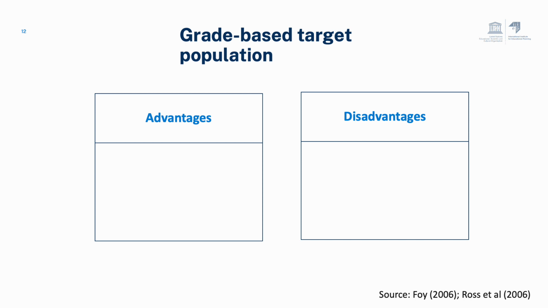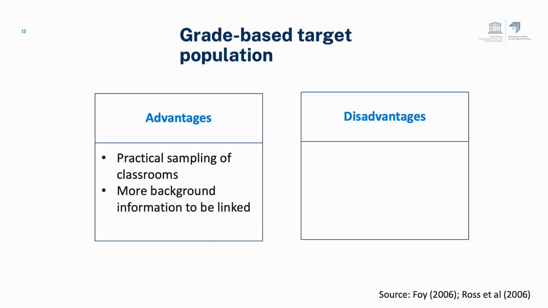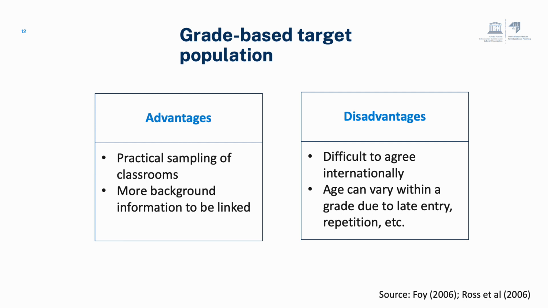Grade-based target population also has advantages and disadvantages. First, in terms of data collection, sampling of a classroom is much more practical than sampling students coming from different classes. In terms of analysis, far more background information on teaching practices and classroom conditions could be linked to the learning outcome data. However, it is also a challenge to agree on a specific critical grade cross-nationally due to the difference in the education structure. In addition, because of the individual's experience in education, such as coming to an education system later than others or having to repeat grades, the age of a certain grade could vary a great deal.